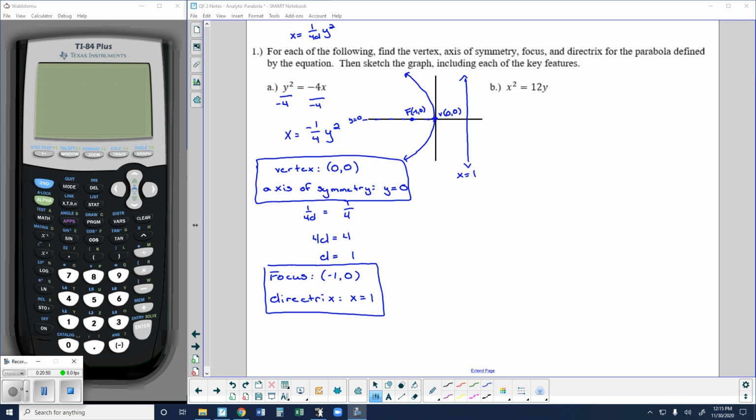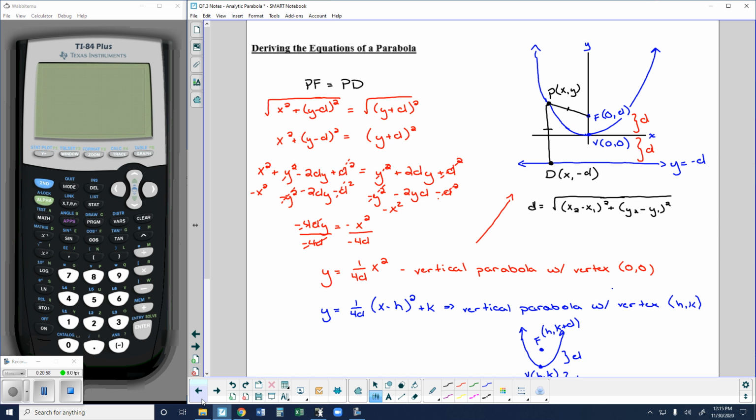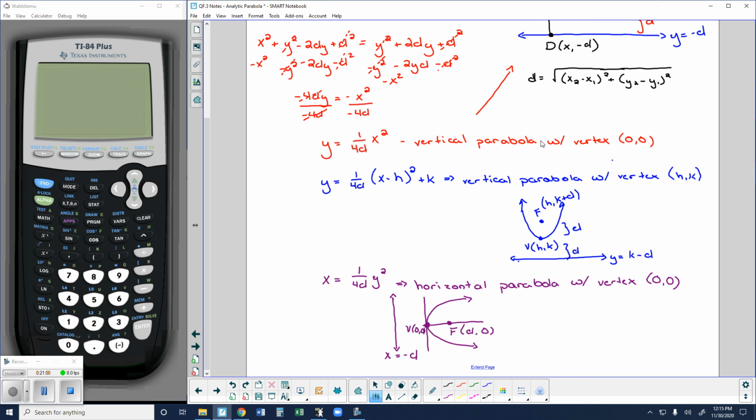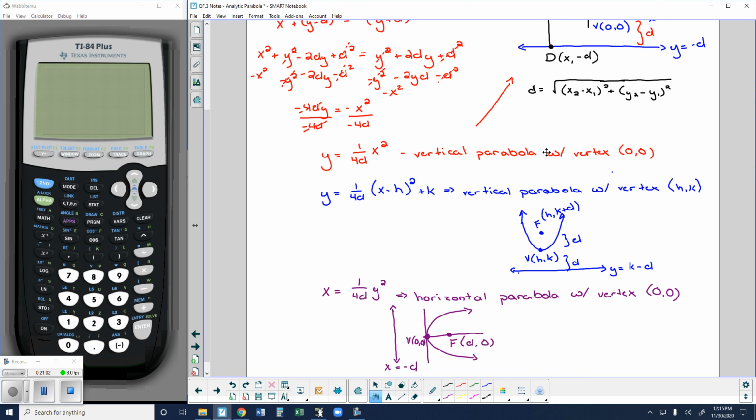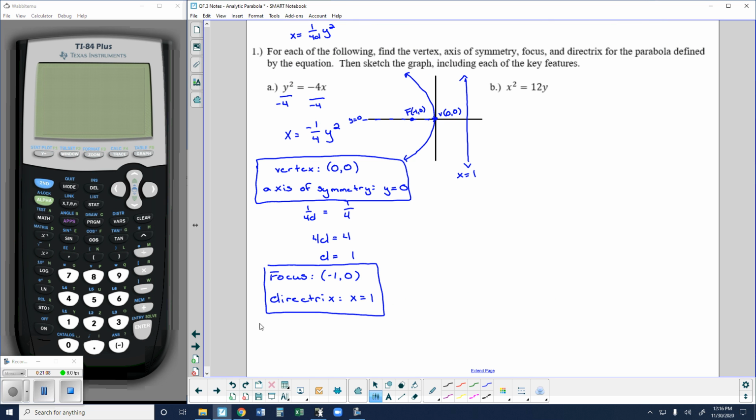So what we're doing here is we're rewriting this equation into a form that matches one of the equations that we saw above. And then we can go ahead and find our values, our vertex, our focus, our directrix, and our axis of symmetry, and sketch a graph. Let's go ahead and take a look at 1B.